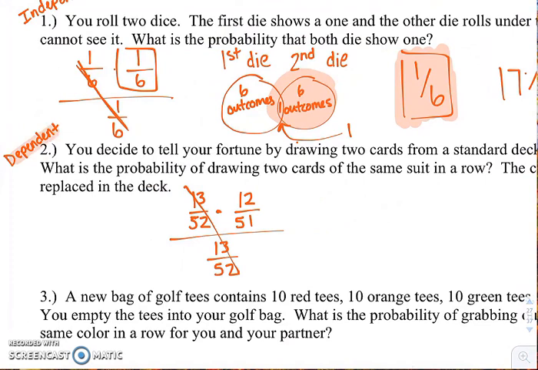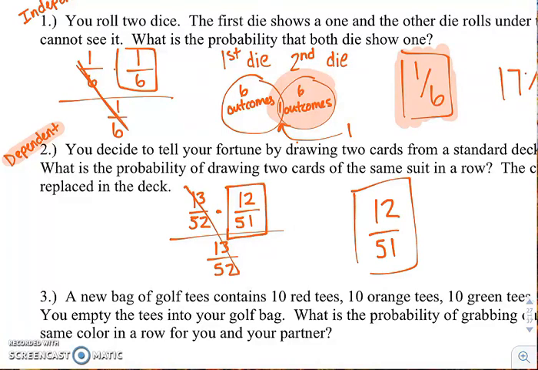So when your events are dependent of one another, it's the probability of that second event given that the first one happened, because those two items cancel each other out. So the probability here would be 12 out of 51. We could reduce that to 4/17, though I'm not overly concerned about reducing your fraction. 12 divided by 51 would give you 23 or 24% if you rounded up.